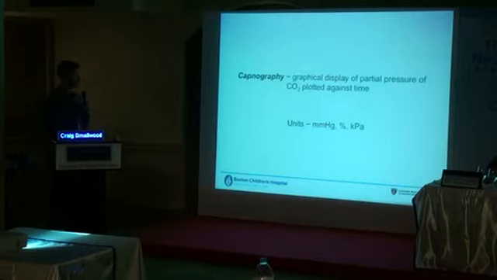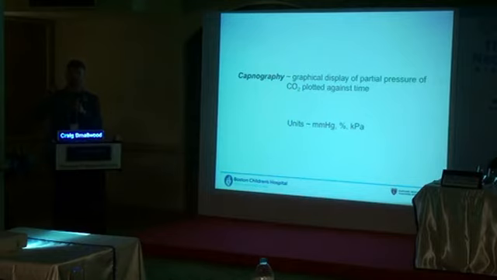So to define it, we all know this, but it doesn't hurt to just rehash it one more time. Capnography is the graphical display of the partial pressure of CO2 plotted against time. So it's a picture of CO2 and time. Capnometry is another term that you may hear, and it's often used synonymously with capnography, but to be most truthful, capnometry is really just the integer, the value. So the end-tidal CO2 value of, let's say, 35 millimeters of mercury, that would just be capnometry. If you have a picture, now that's capnography.